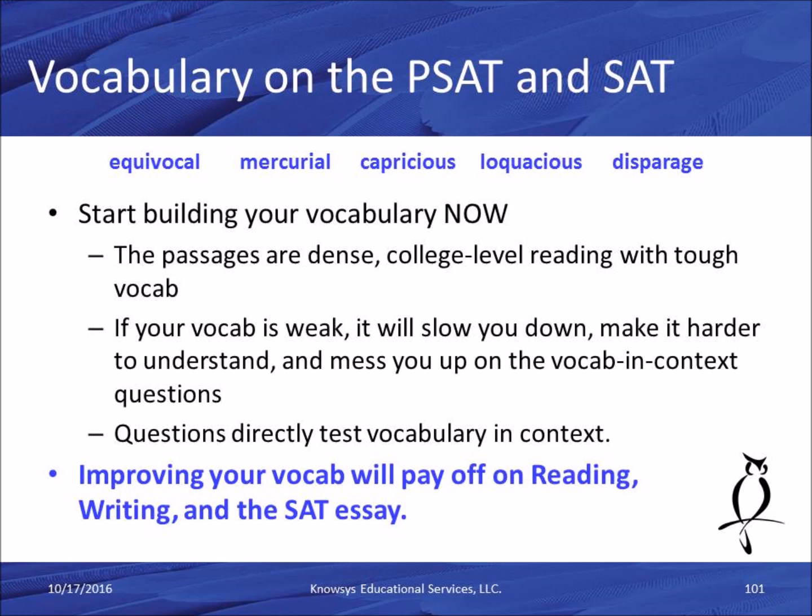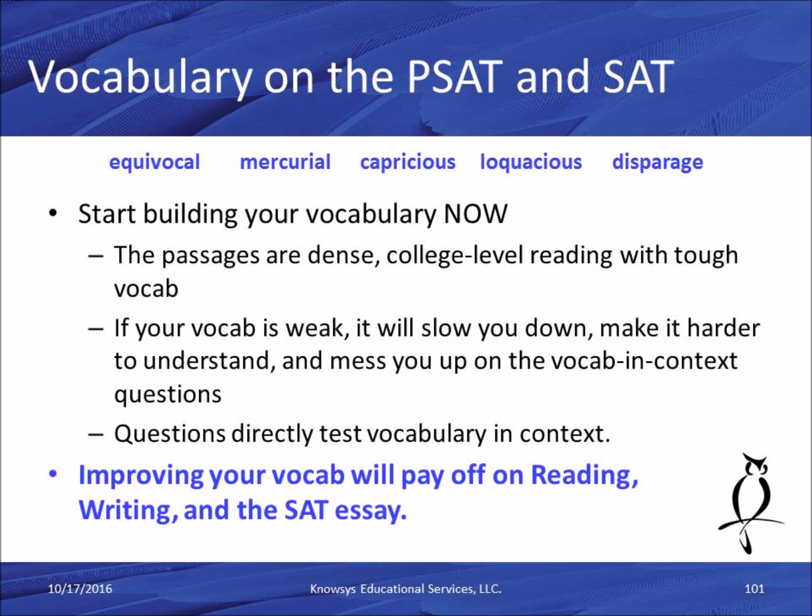So if your vocab is weak, it's going to slow you down, it'll make it hard to understand. Sometimes there's vocabulary in the questions themselves that you don't know the meaning to, and then obviously that'll mess up your ability to answer questions correctly, quickly, accurately. It'll also obviously mess you up on the vocab and context questions, which is one of the particular categories. So bare minimum, you'll have at least 10 of those questions. So questions do still test vocabulary. The passages got even more complex than before, which means there's even more vocabulary embedded in the passage.